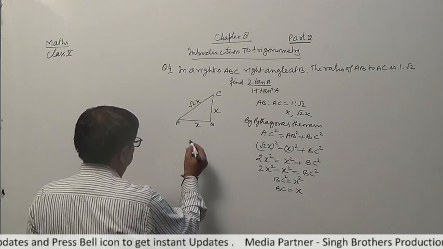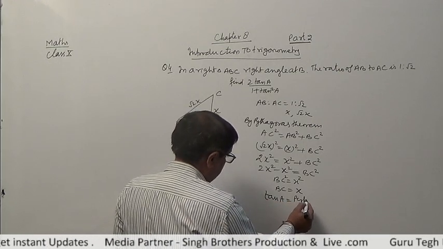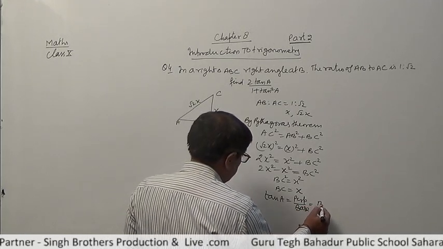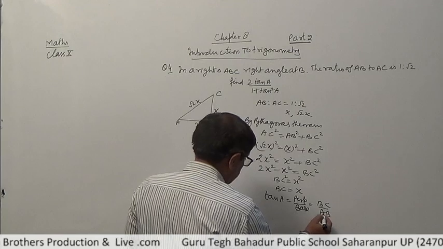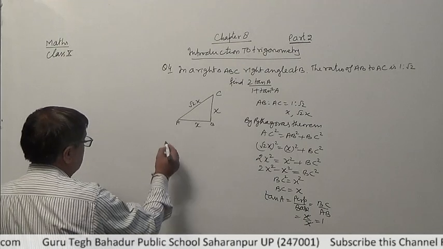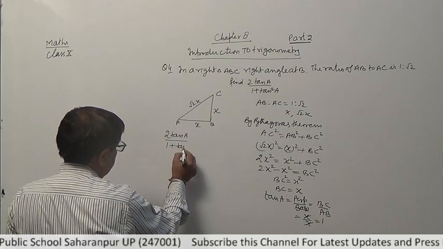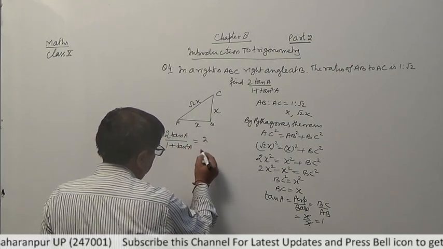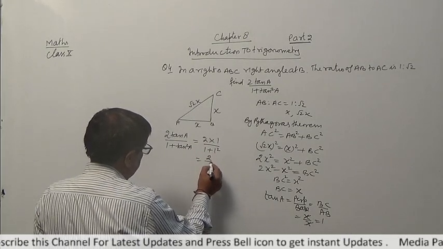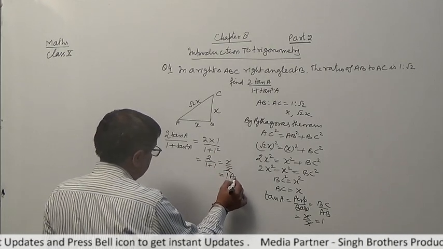Now tan A is perpendicular upon base. Perpendicular is BC, base is AB, that is x upon x, that is 1. Now 2 tan A upon 1 plus tan square A is 2 into 1 upon 1 plus 1 square. So 2 upon 1 plus 1, that is 2 upon 2, that is 1. This is the answer.